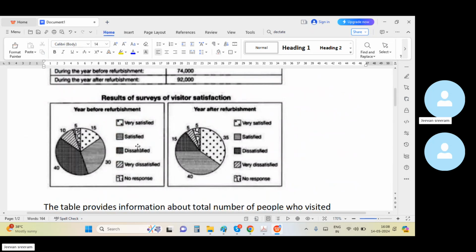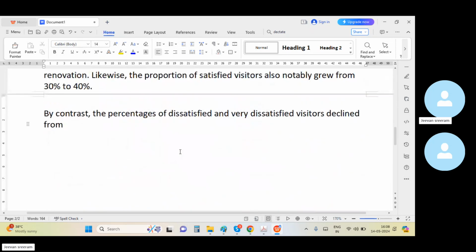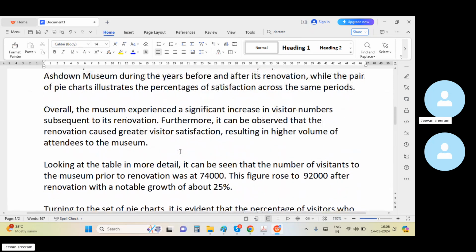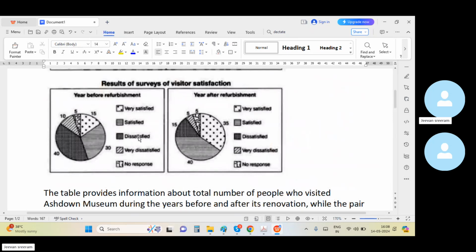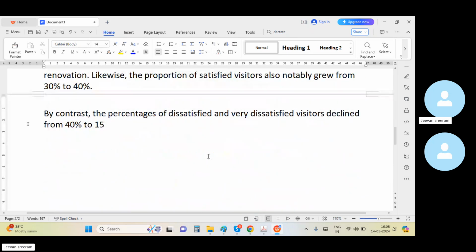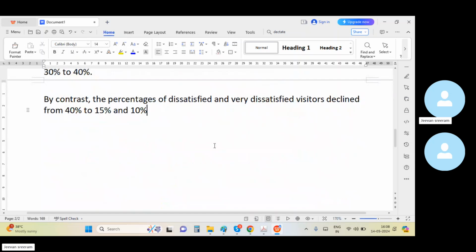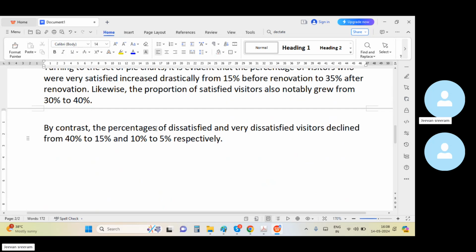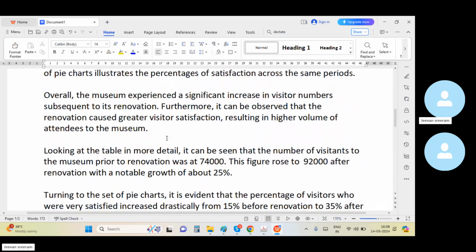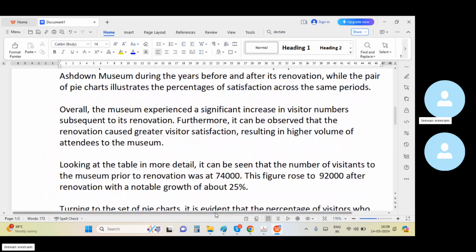10 to 5. Dissatisfied is 40 to 50. From 40% to, is it 15 or dissatisfied? 40 to 15. 40% to 15%, and so very dissatisfied were reduced from 10% to 5% respectively. Okay, clear?